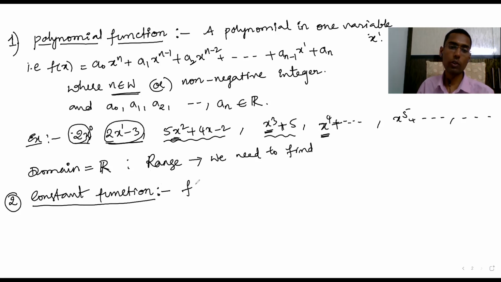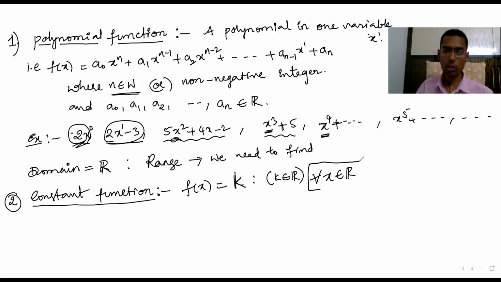What is it? f of x equals a constant. I am writing k. What is k here? k is any real number. Hope you understand. Here I wrote f of x equal to 2. This is a constant polynomial, that means a constant alone is called a constant polynomial, for all x belonging to real numbers. x is any real number. I told you already, for a polynomial function x is any real number. Whatever real number you take for x, f of x is only the constant.